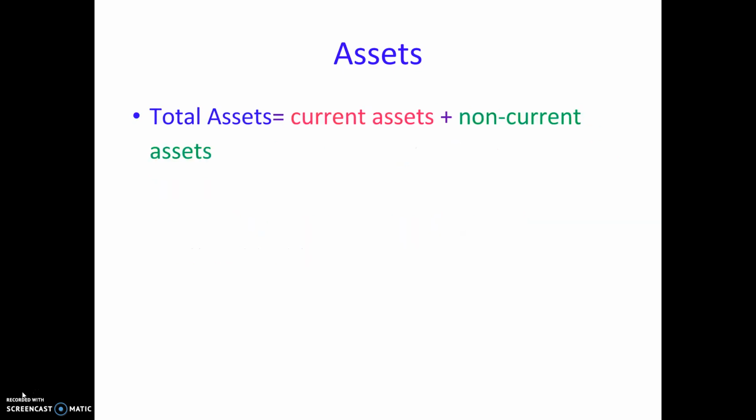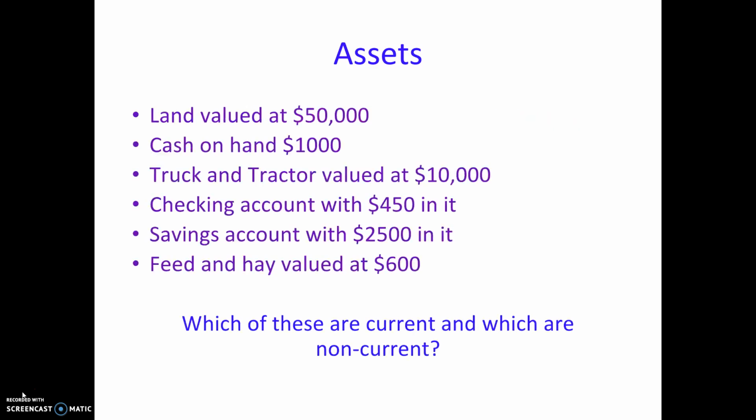Alright, so how do we find our total assets? Well, it's pretty simple. You just take your current assets and then add your non-current assets to them. So let's take a second to practice this. So let's just say a business has all of this stuff, right? Land valued at $50,000, cash on hand of $1,000, truck and tractor valued at $10,000 total, checking account with $450 in it, savings account with $2,500 in it, and feed and hay that's valued at $600. So which of these would be current and which of them are non-current? Take a second and think about it, and then we'll move on.